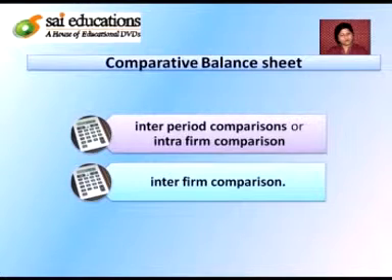जब हम एक फर्म के लिए 2 या 2 से ज़्यादा सालों के डाटा को कंपेयर करते हैं और कंक्लूजन और इंटरफेसेस ड्रॉ करते हैं, हम क्या बनाते हैं? हम करते हैं इंटर पीरियड कंपैरिजन और इंट्रा फर्म कंपैरिजन. And when the financial statements of 2 or more firms are compared and analyzed, we are doing inter-firm comparisons.